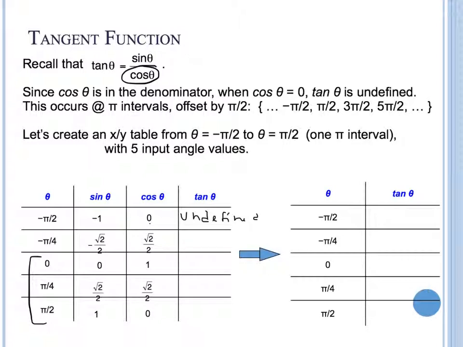Then at -pi over 4, I have -square root of 2 over 2 divided by square root of 2 over 2, and that sounds like -1. Then at 0, I have 0 divided by 1, sounds like 0. And then at pi over 4, I have 1. And then I have 1 divided by 0, which also sounds like undefined. Okay, so undefined, -1, 0, 1, undefined.